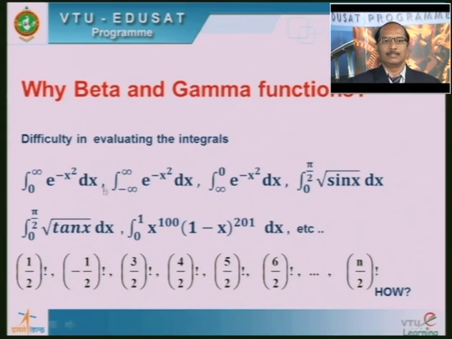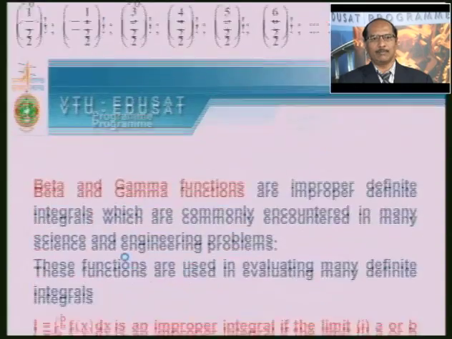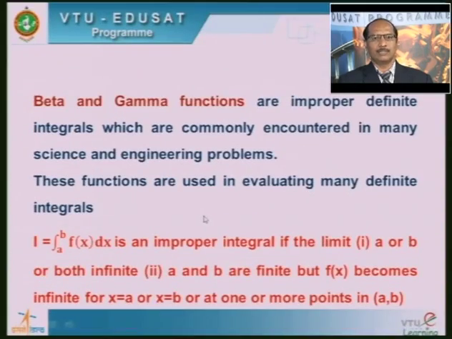So, you will get to solve such difficulties in examples. So, what are these beta and gamma functions? We call these two improper definite integrals, which are commonly encountered in many science and engineering problems. These functions are used in evaluating many definite integrals.